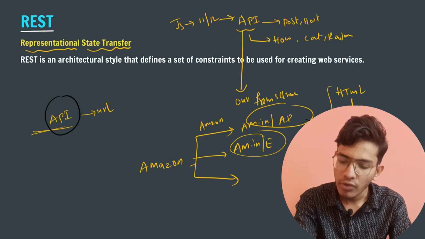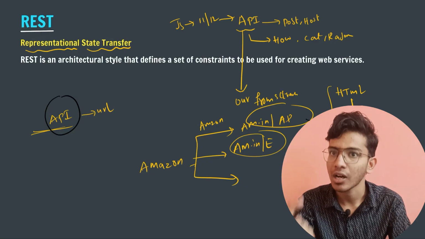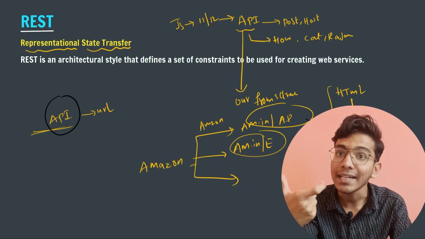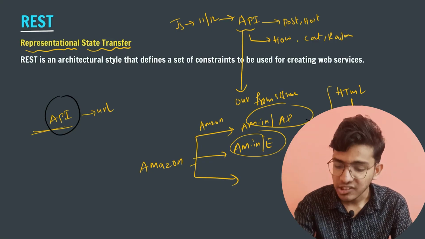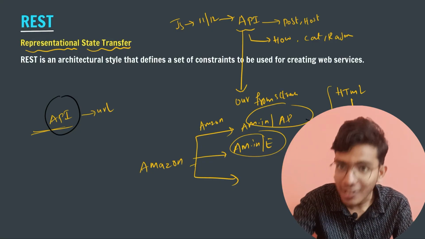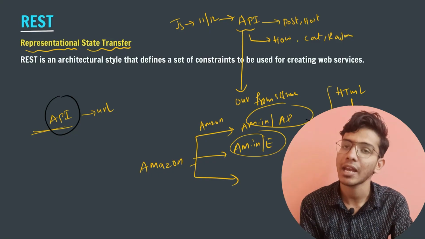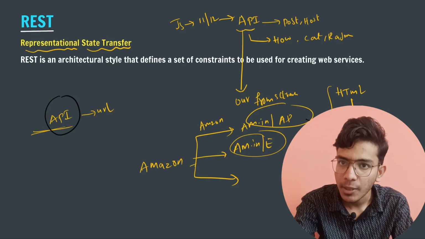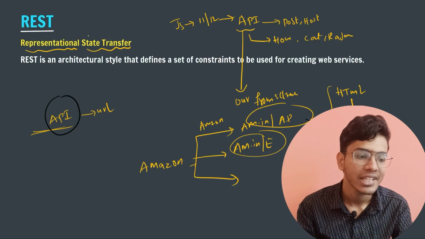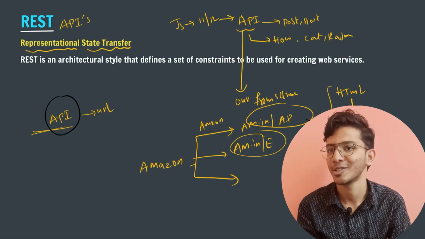Like this, whenever you are creating an API, we follow a structure, a technique, a constraint, and that constraint we call REST. So REST is not a technology, REST is not a framework. REST is a set of rules which are used to create an API. And if you create an API using the concept of REST, then we call it RESTful APIs. I hope you have understood.